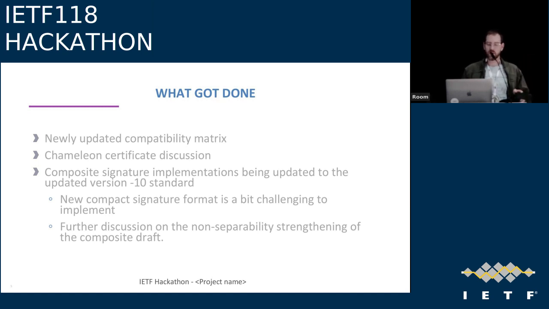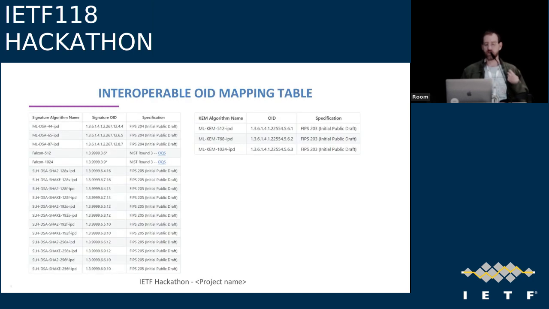One thing, a number of members, we have a new version of the composite signatures being developed, and so a number of people are updating the draft to the new -10 that's come out of that. A couple of things found with that, the new compact key is just a little bit challenging to implement, but it's not a showstopper or anything. And there's further discussions on the non-separability strengthening for that draft as well.